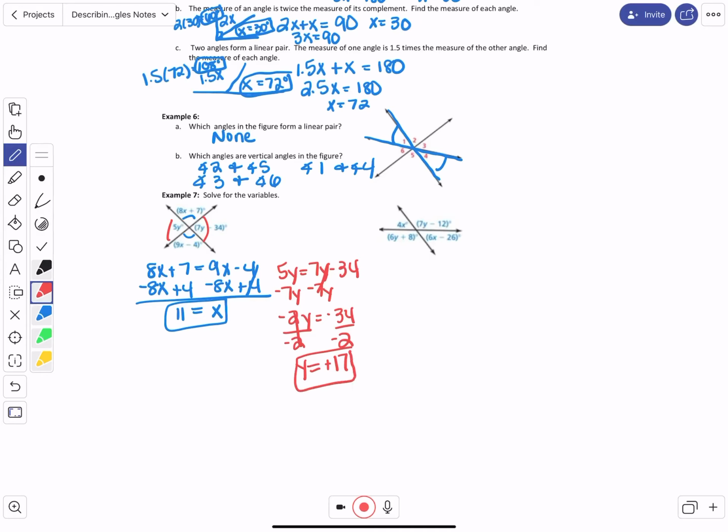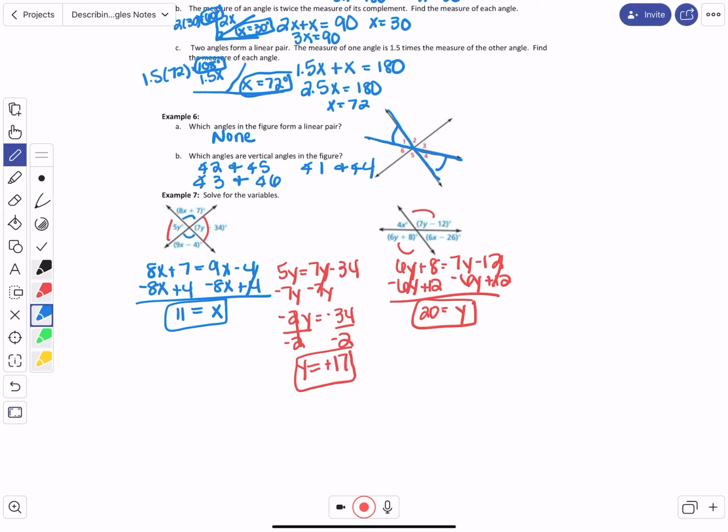Okay. Same thing over here. If I solve for my y's over here first, I know that these angles here are congruent. 6y plus 8 equals 7y minus 12. If I subtract 6y, I will get a positive y. And if I add 12, I will get 20.